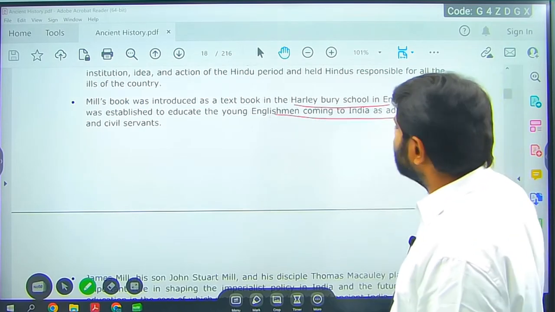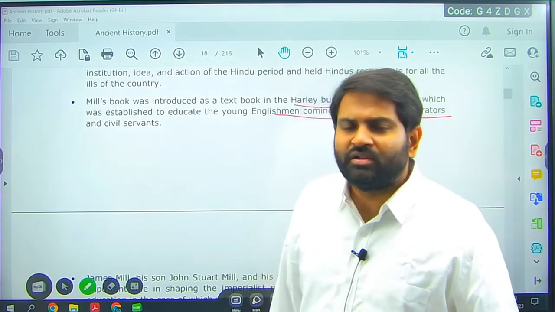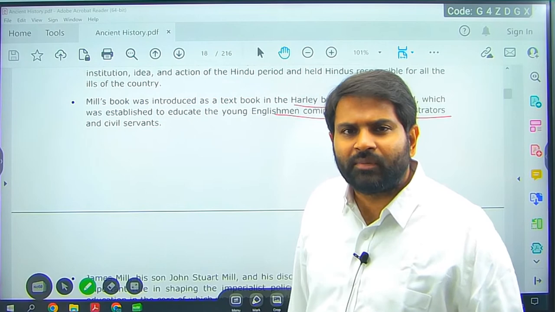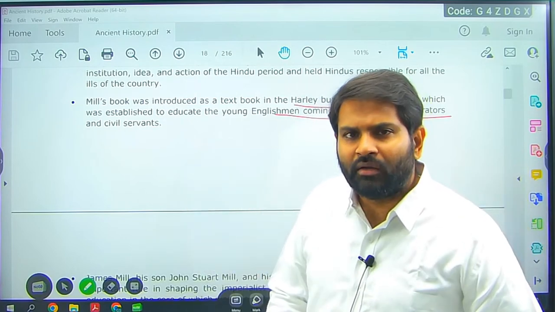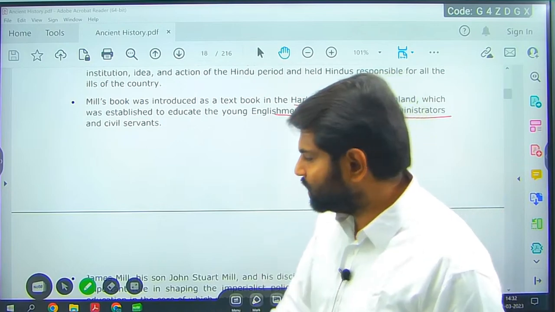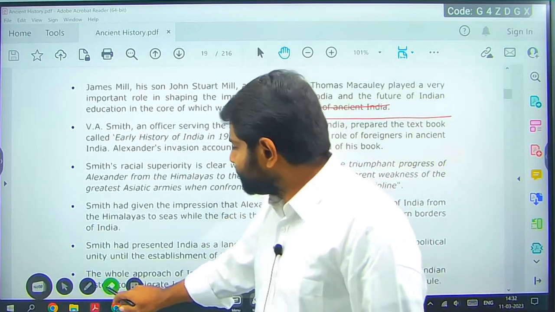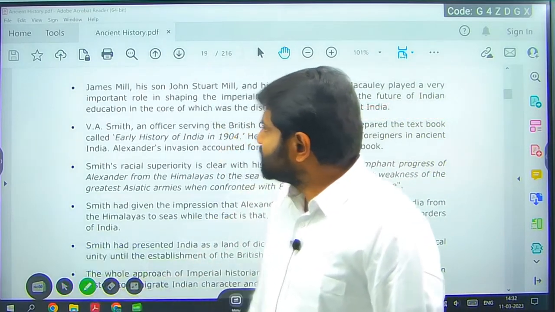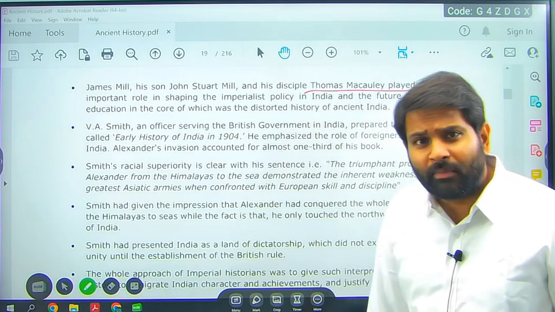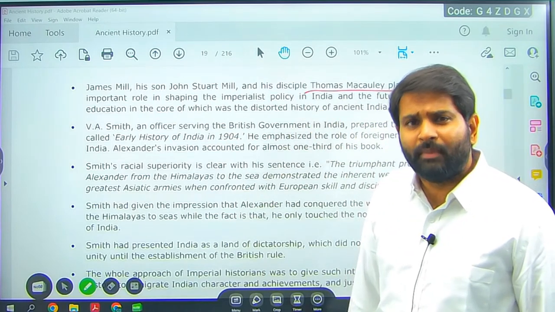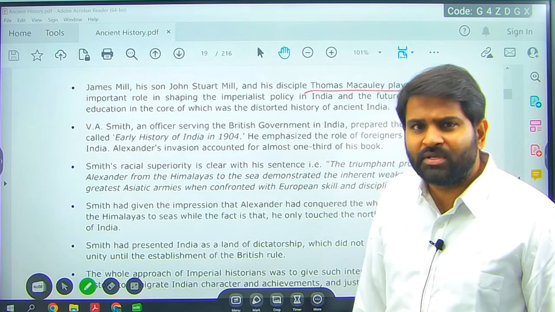young Englishmen coming to India as administrators of the civil service, right? This book taught Indian history in the British education system, and those students who came back to India thought they were dominant. So, ideologically polluted. As I said, James Mill, his son John Stuart Mill, and his disciple Thomas Macaulay's minutes, first law commission, civil services commission.